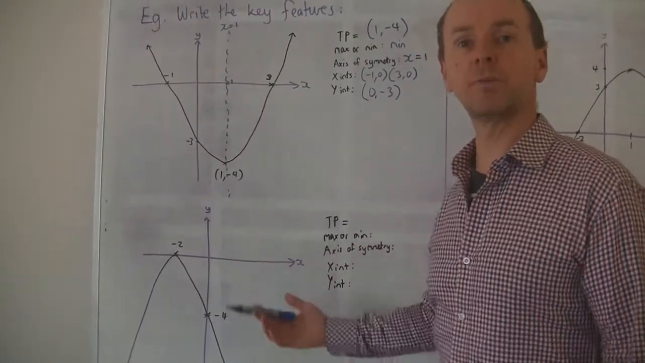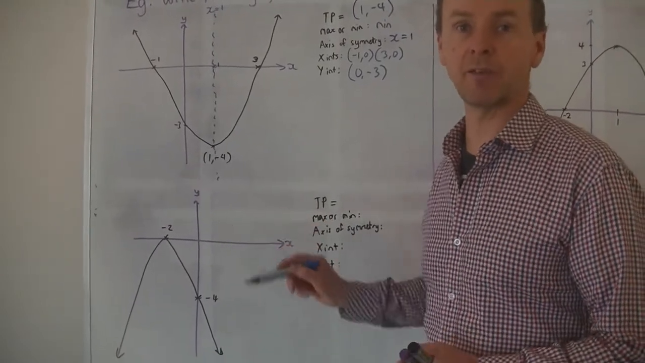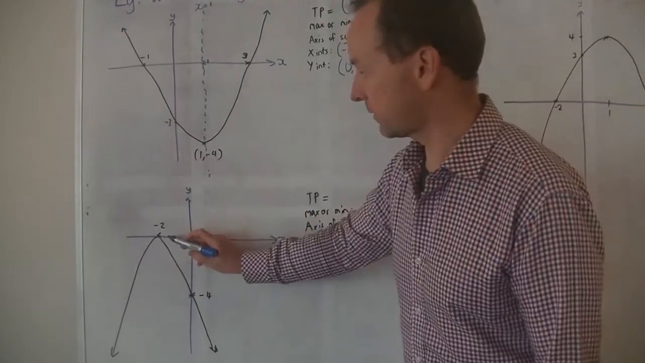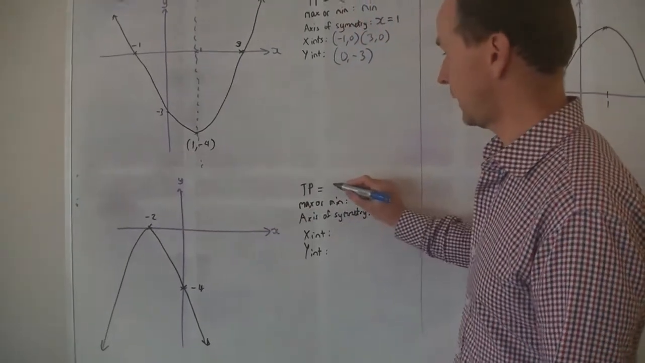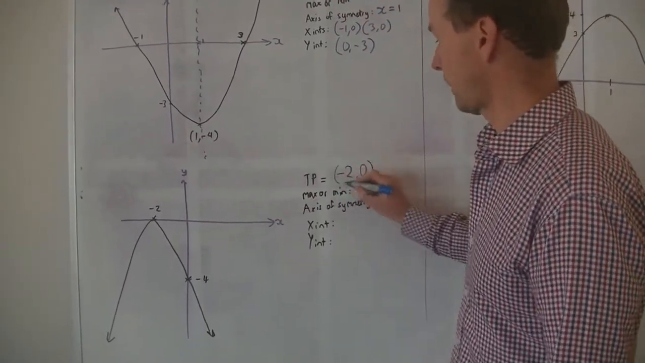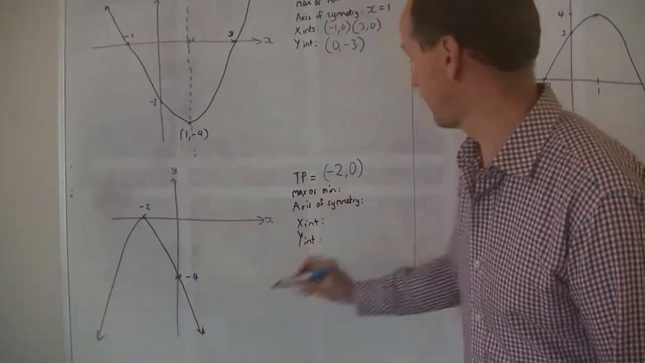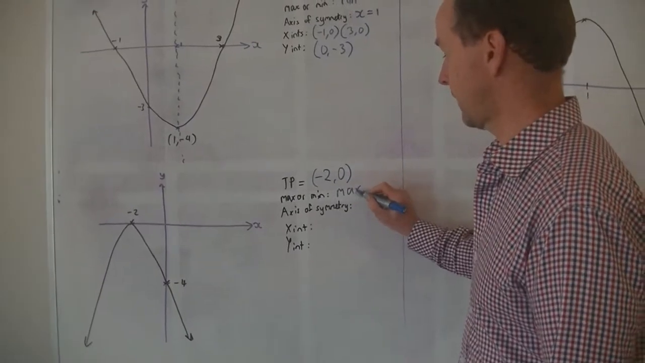So the equation would be something like y equals -x², something like that. Probably a bit more complicated. So the turning point we can see is here. So the turning point is at -2, 0. Is it a maximum or a minimum? So it comes up to a maximum value. This time it's a maximum value.